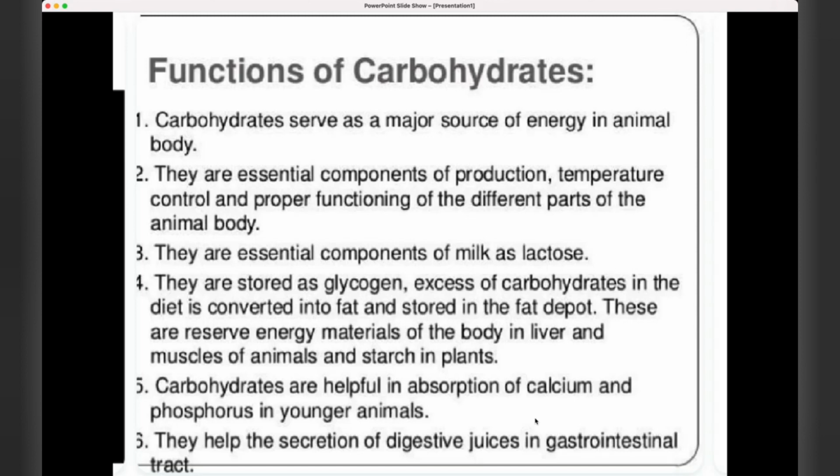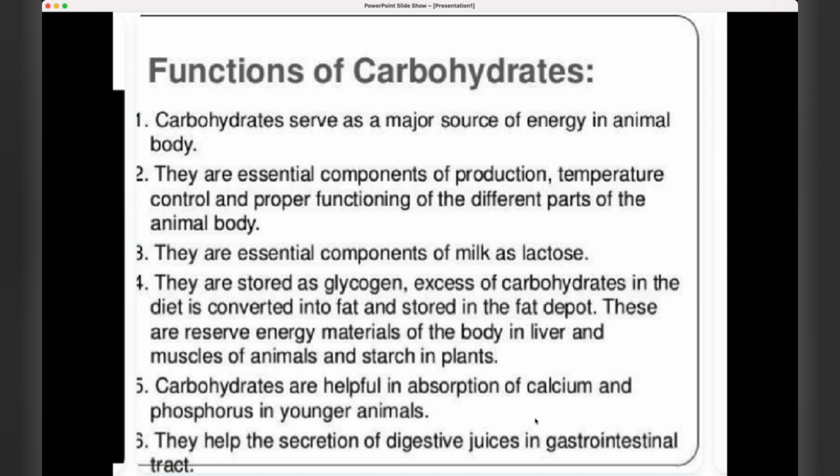Carbohydrate is a major source of energy in the animal body. So, if you are feeling a bit tired, maybe due to lack of carbohydrates, doctors advise you to consume or eat some rice or rice-based food, which is rich in carbohydrates. And these are the essential components of energy production, temperature control, and proper functioning of different parts of the animal body.